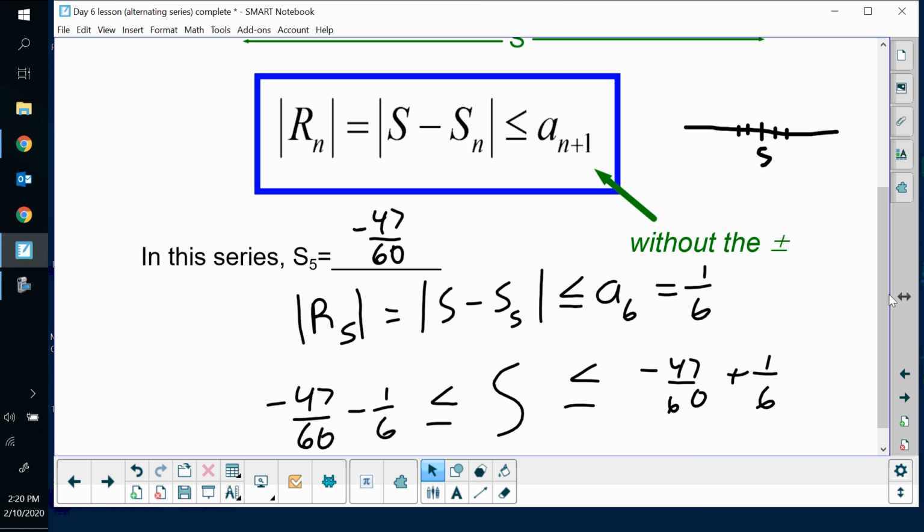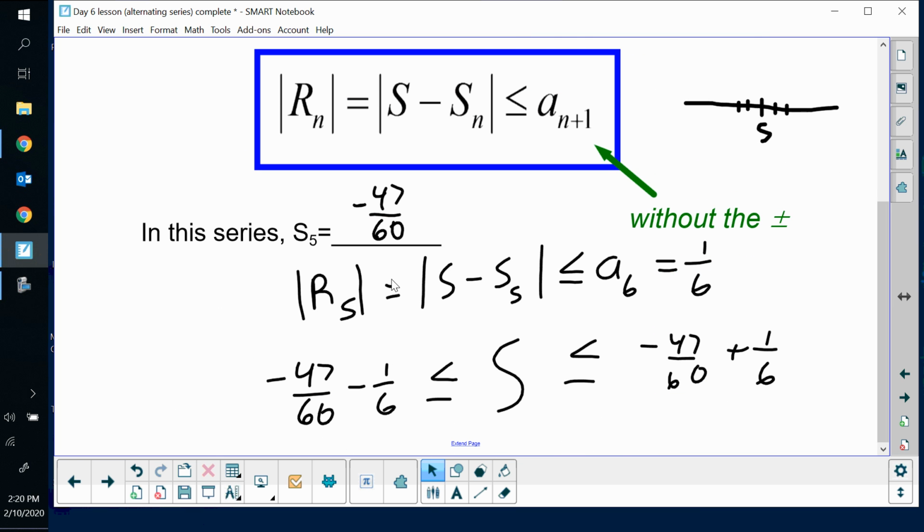So in this series that was demonstrated up here, if we did the partial sum of our first 5 terms, we'd get negative 47 over 60. So our remainder of this 5th partial sum would be less than or equal to whatever the 6th term is, but without the plus and minus. So the 6th term would be 1/6. So what we know for certain then is that our partial sum is between the negative 47/60ths with the 1/6 subtracted and the negative 47/60ths with the 1/6 added. We know that partial sum has to be within there.